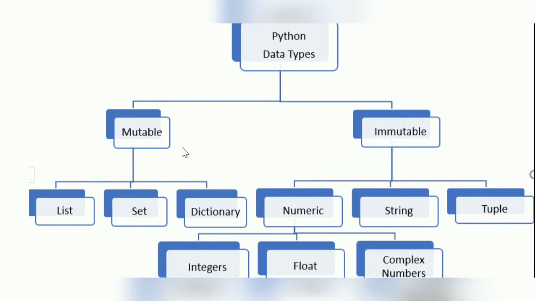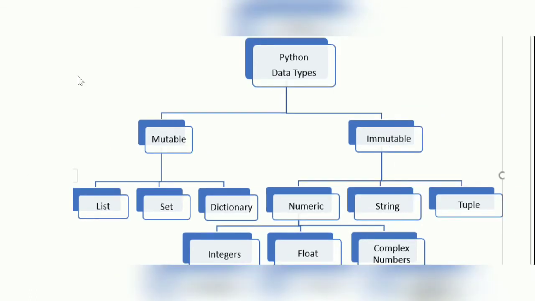Now we'll be seeing this mutability and immutability through a basic practical example, and we shall also be discussing what a list, set, dictionary, numeric data type or string data type is through some basic examples. However, we will be covering the detailed part of what a list is, how to modify a list, and what the various operations are that can be performed on a list in our upcoming videos. So let's see what this mutability and immutability is.